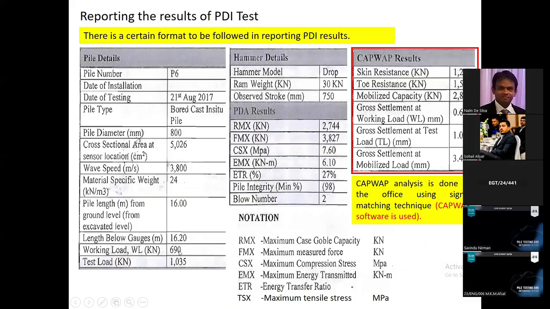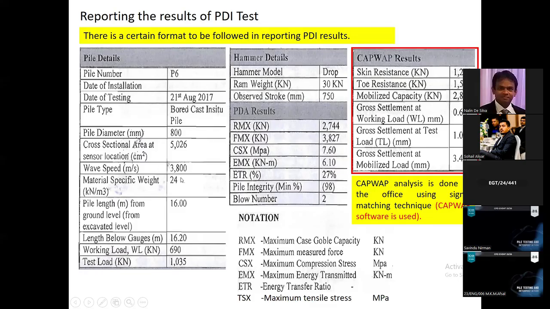Working load is 690 kilonewton. Test load is 1.5 times this one, right? For a working load test, usually we conduct the test up to 1.5 times the working load. For an ultimate load test, we can load the pile until failure, right? Sometimes 2 times the working load, or in some cases 3 times the working load.